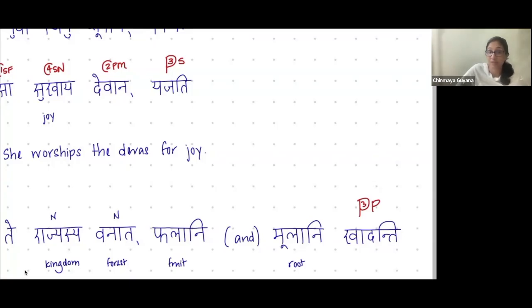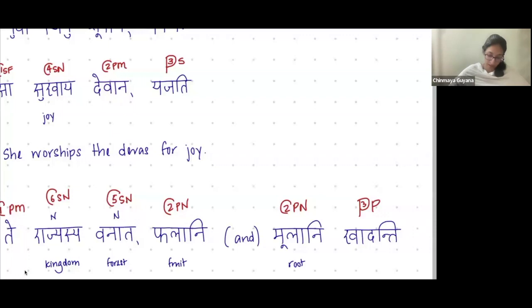That means even though te has a dual option, it cannot be the dual option because my verb is plural. So this has to be plural, therefore it has to be masculine. First case plural masculine. They eat. What do they eat? Where is our object? Well, if they are eating, then phalani and mulani have to be the object. Second plural, neuter. And then everything else. Vanat, fifth case, singular, neuter. Rajyasya, sixth case, singular, neuter.